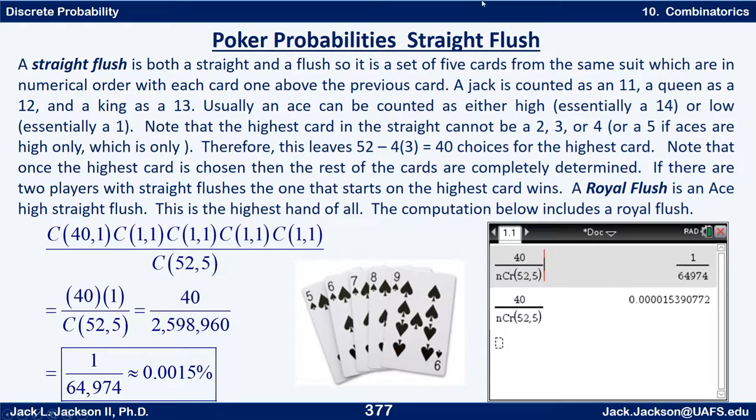So think about choosing your lowest card. Well, that leaves out 3 rank values times 4 suits is 12 cards that can't be the lowest card. Subtract that from 52, that leaves 40 choices for the lowest card. Once the lowest card is picked, everything else is automatically locked in. So there are 40 straight flushes. Okay, and that reduces to 1 over 64,974, or about 0.0015%.